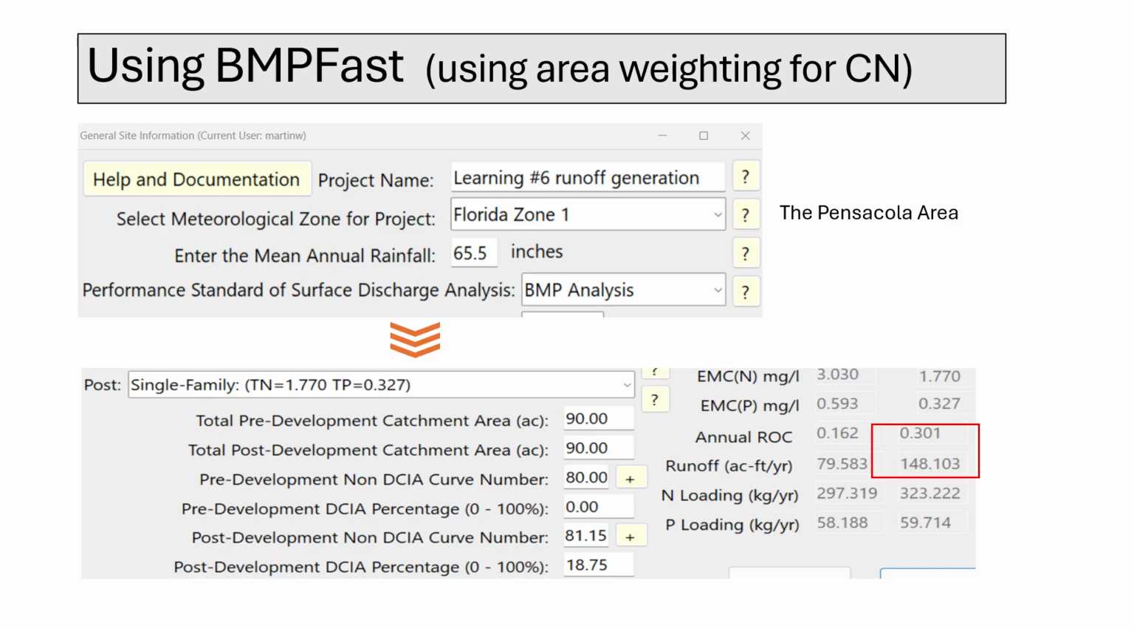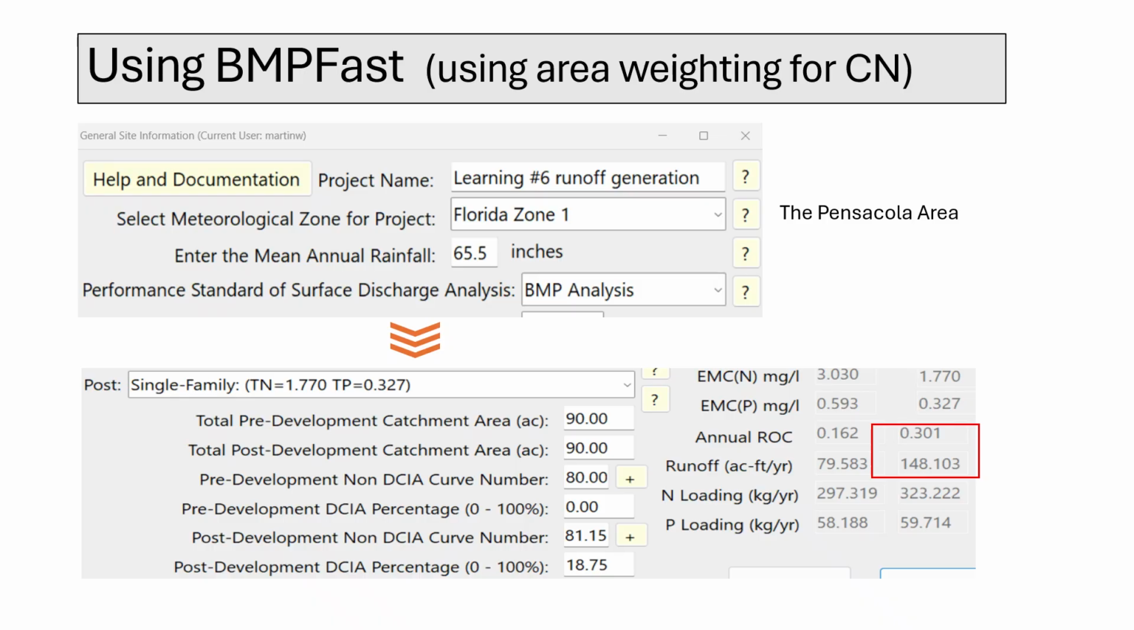So we are using a BMP analysis to assess the performance standard. You'll notice that the curve number value for the pervious area has been calculated as an area averaged CN for both the impervious and pervious surfaces, resulting in a value of 81.15.